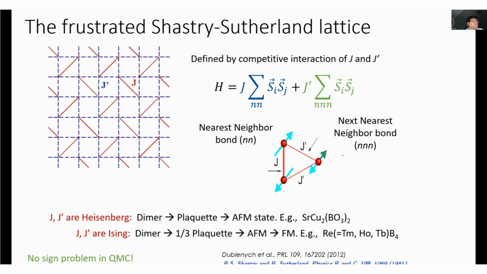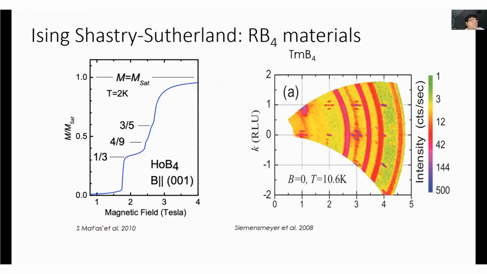So how does the data look from neutron scattering or from magnetization? If you take one of these materials and do a magnetization measurement, let's say using a PPMS, then what you will find is, this is magnetization as a function of field, several magnetization plateaus at 1/3, at 4/9, at 3/5. And that's how it will look. The magnetization won't go straight and saturate. It will go through several plateaus.